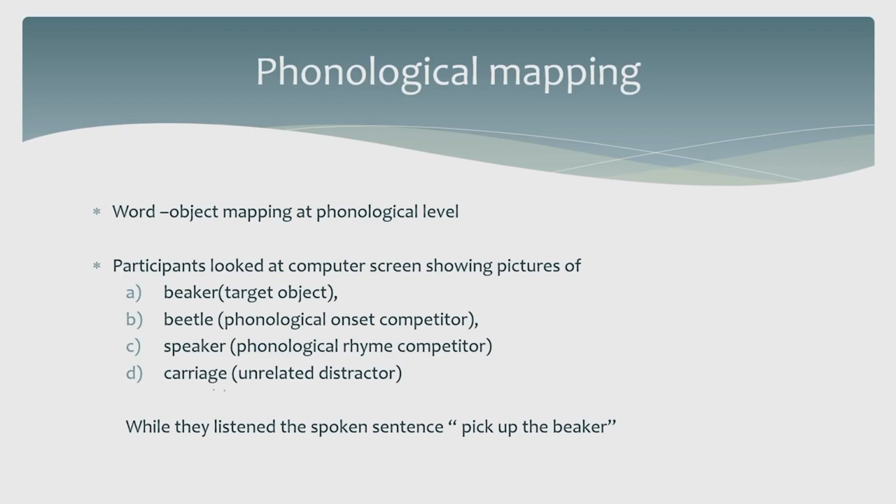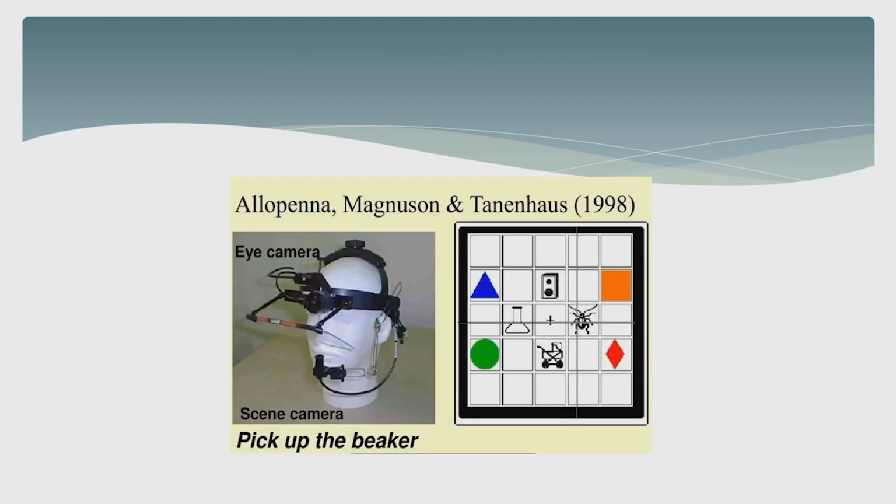So, the carriage is the unrelated distractor, it has nothing to do with the target. And beaker is the target because this is the sentence, pick up the beaker. So, they had to choose the beaker, and so beaker is the target object here, and these two are somehow related. Similarly, these two are related. In a remarkable finding, this is how the study actually works.